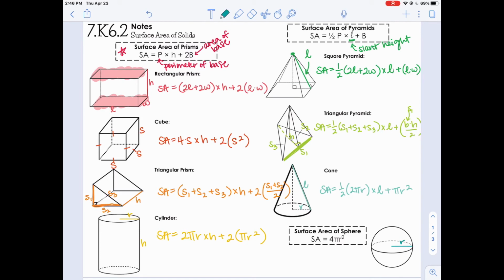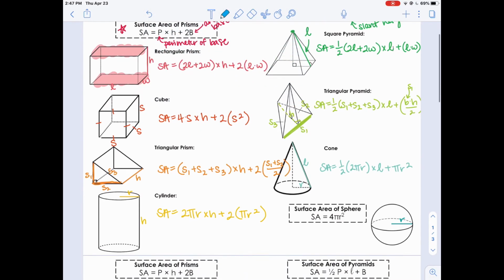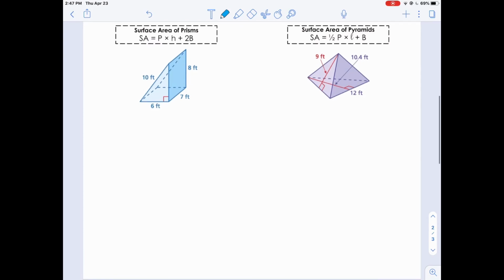Okay, those are all the formulas. Let's take a second and pause and write down anything that we missed. We're going to take a look at a couple examples here in just a sec. Okay, I'm going to scroll down. Our formulas are down here for us so that we do not have to flip back and forth.